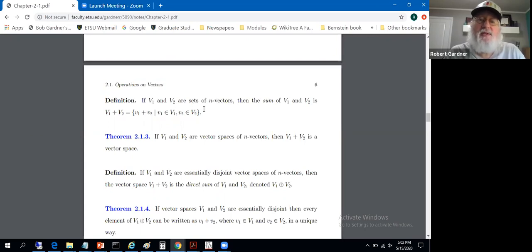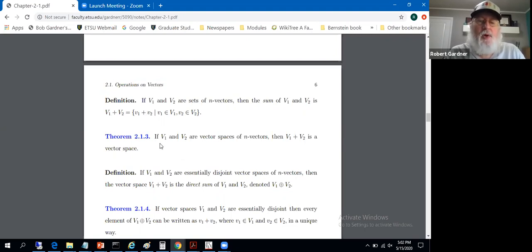But we're taking two sets of vectors and defining the sum of those sets, V1 plus V2, to be the collection of all lowercase v1 plus lowercase v2, where v1 is a vector from the set V sub 1, and v2 is a vector from the set V sub 2. So it now makes sense with this definition to add together sets of n-vectors. Got to have the same number of components for the addition to be defined. All of this is going on inside Rn, given our setting.